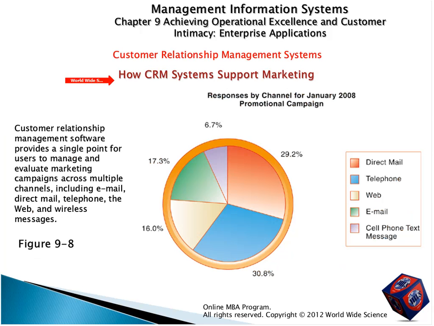So how does a CRM system support marketing? Let's consider here. See here: direct mail, telephone, web, email, cell phone, text message, and you can see the percentages here. Customer relationship management software provides a single point for users to manage and evaluate marketing campaigns across multiple channels, including email, direct mail, telephone, the web, and wireless messages.